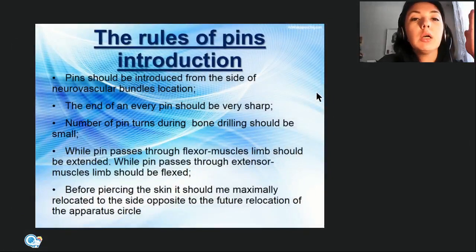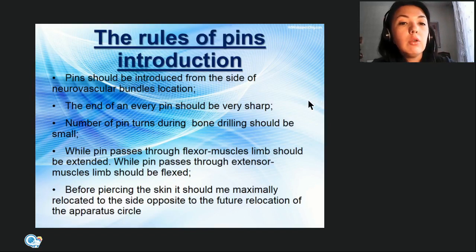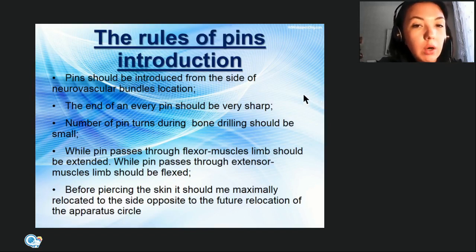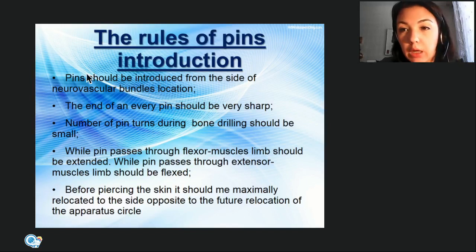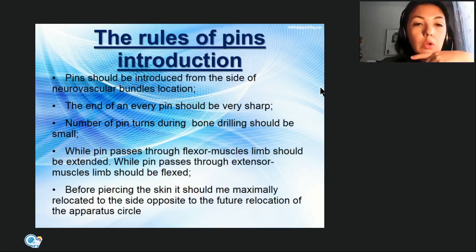So there are special rules of pin introduction. We will also discuss it at our classes. Pins should be introduced from the side of neurovascular bundle location, and the end of every pin should be very sharp. Obviously, we start from the side of neurovascular bundle location because we should have visual control not to damage them. The number of pin turns during bone drilling should be small.